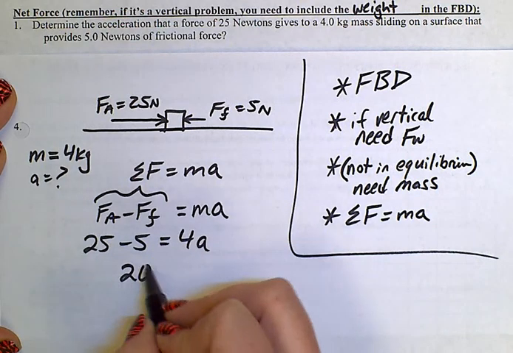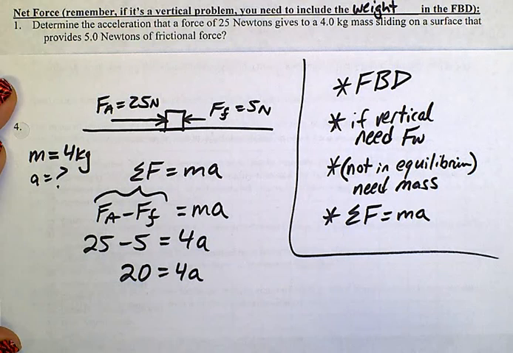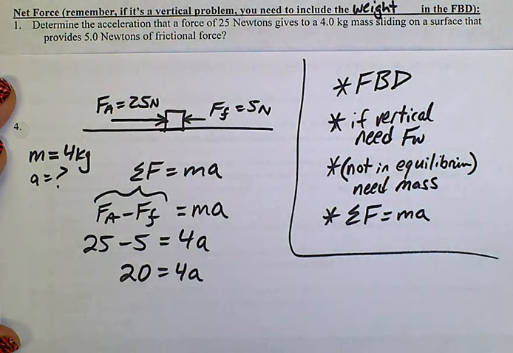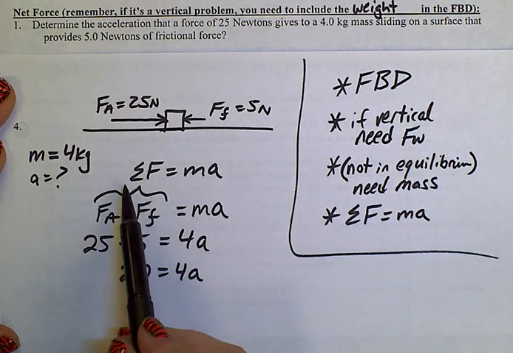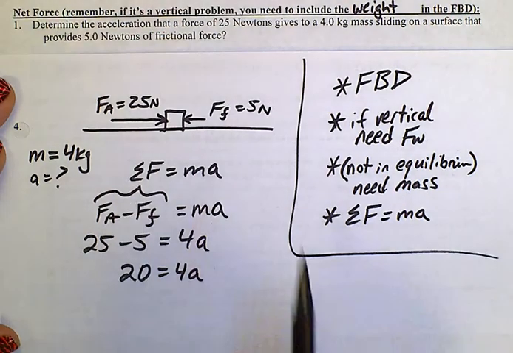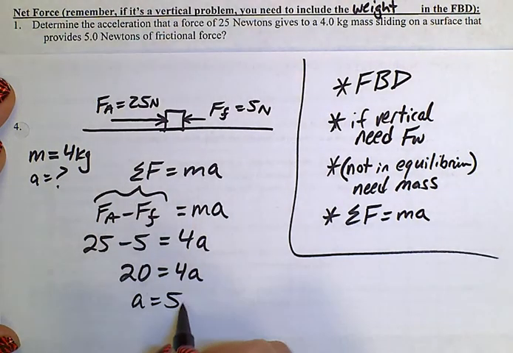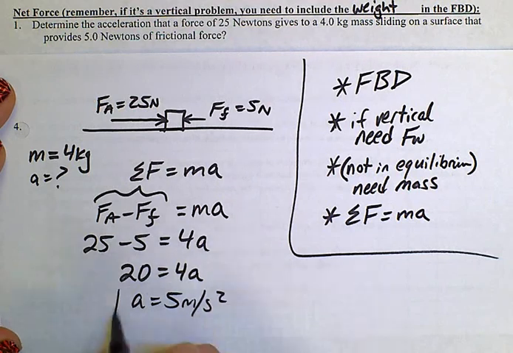20 equals 4 times a. And 20 is your net force. Remember, either half of this equation would give you your net force. You can either sum the forces or do m times a. And then acceleration is 5 meters per second squared. Not too bad.